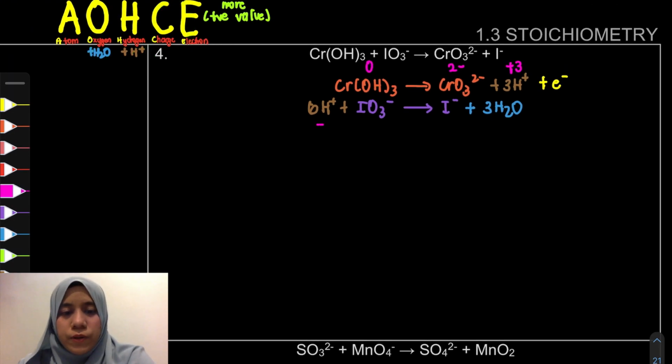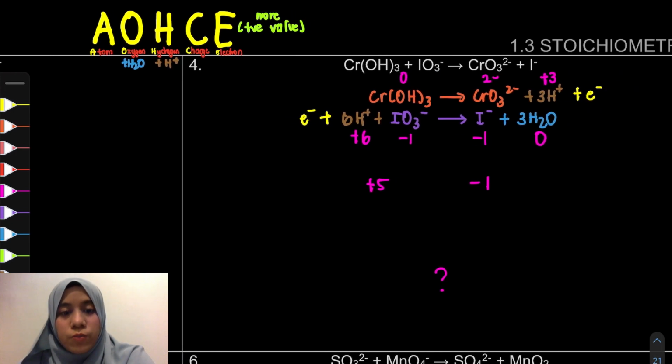Okay, and then what we're going to do next is balance the charge. Here is positive 5. Here is negative 1. So how do we do this? If we don't know, electron is a more positive value, so add electron here. But how many electrons are we going to add? Usually it's straightforward. If not sure, we can do it like this: plus X equal to negative 1.